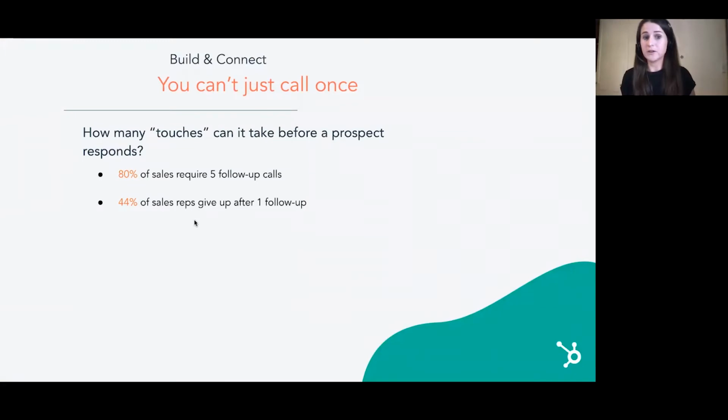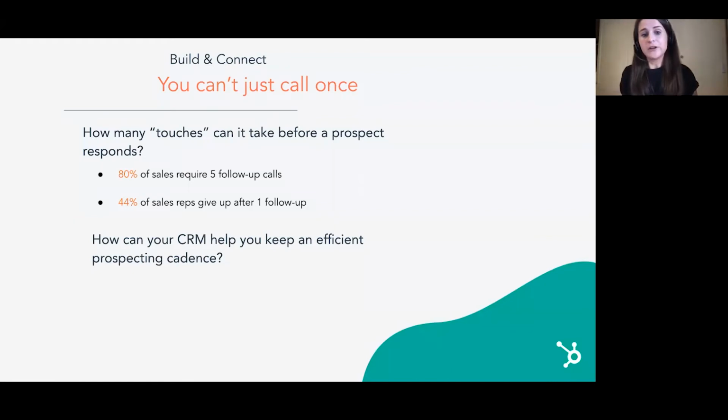So let's go back here. Just to let that sink in. As I said, persistence is key, not just calling once. They might not have answered. Maybe they are just ignoring you, but maybe they didn't answer for another reason, or maybe there's something you can do to be more creative in your outreach. I'll go into that in a bit in terms of tools for prospecting, but really not just calling once and giving up. And how can your CRM help you keep an efficient prospecting cadence?